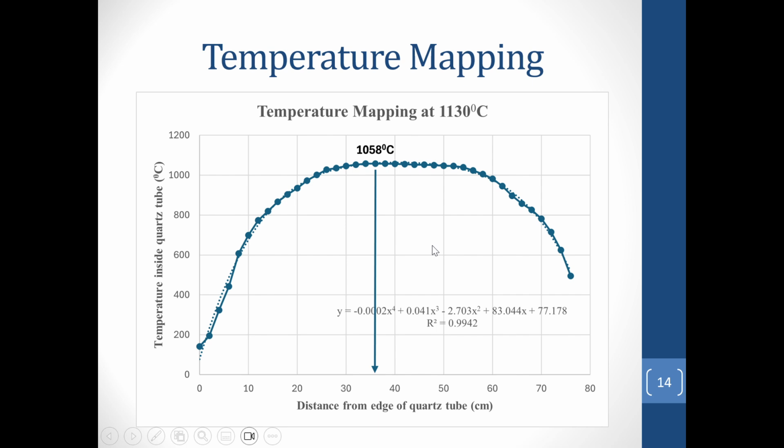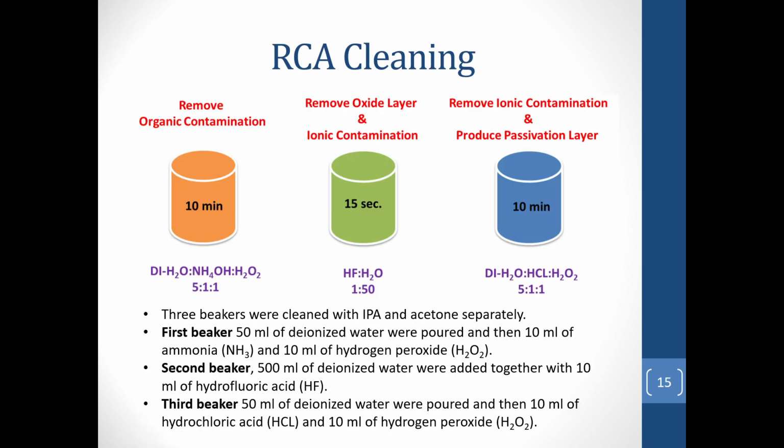These are our results of temperature mapping inside the quartz tube. This is the distance and this is the temperature. We set 1130 degrees Celsius, and we got a peak value of 1058 degrees Celsius. So now move on towards the next step, RCA cleaning.